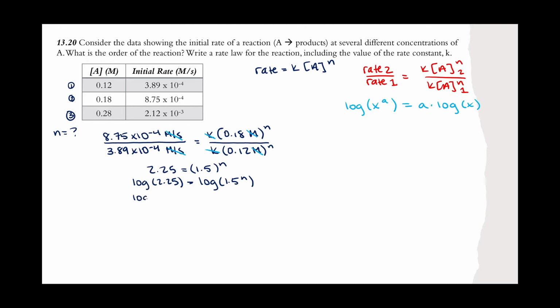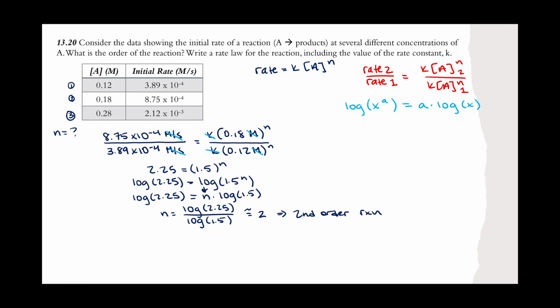I'm going to go ahead and rewrite this using that property. So then we'll have n times the log of 1.5. Now I can isolate n by dividing both sides by the log of 1.5. And if we go ahead and do that math, we find that we get approximately 2, which means that we have a second order reaction.